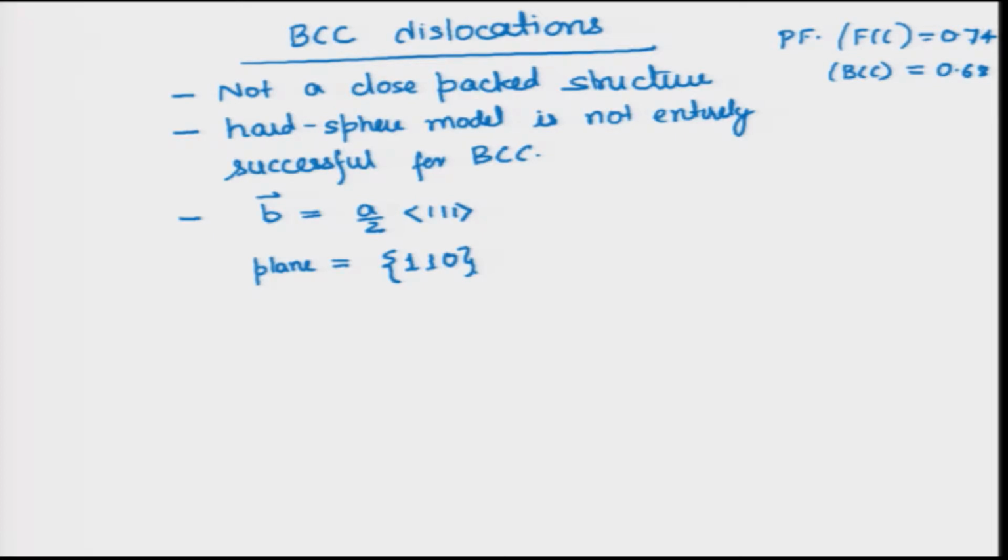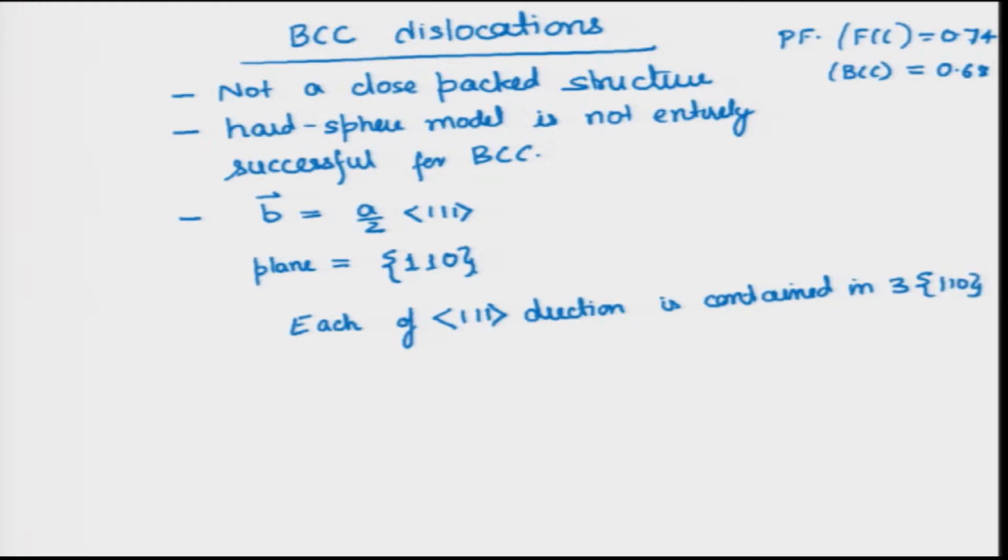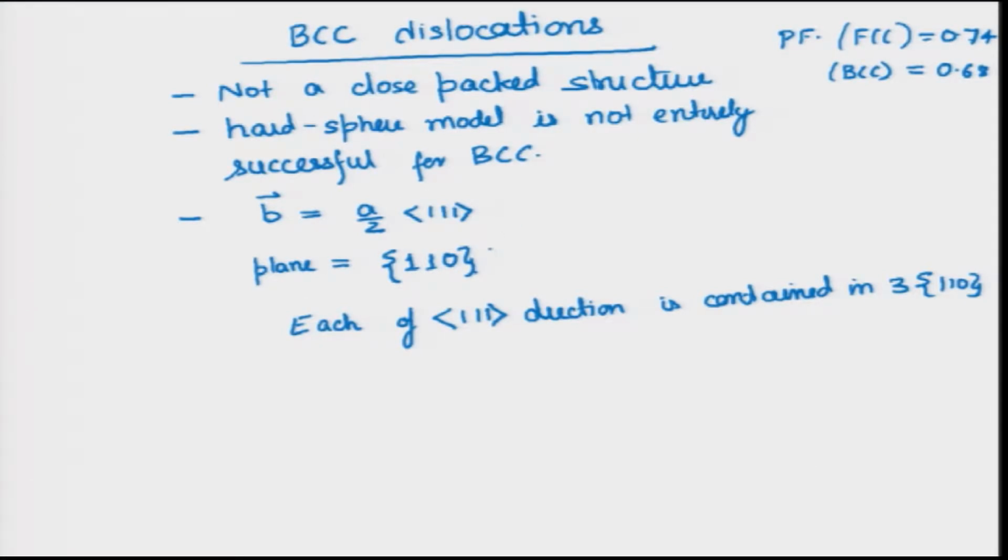Now, when we say {110} type of plane, and each of this <111> direction, this also we have in 3 {110} planes. Okay, so, this is about the {110}. A <111> direction itself is contained on 3 different planes. Now, more about it. The {110} plane that we are talking about is usually most active at low temperature.